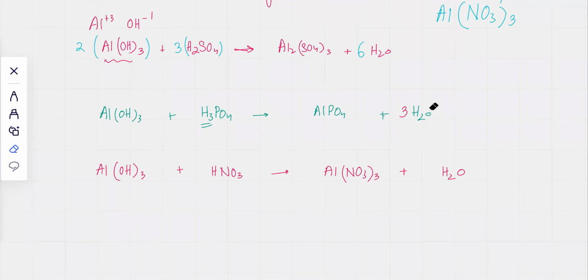What is the first thing you're going to balance? The easiest one? Al. Okay, so that is already balanced. And then you've got N, nitrogen. How many nitrogens do you have? 3. So over here there's only 1, so you'll multiply this by 3.